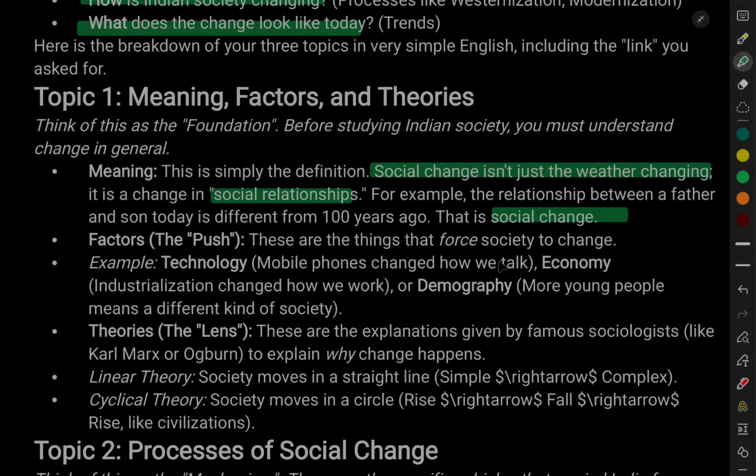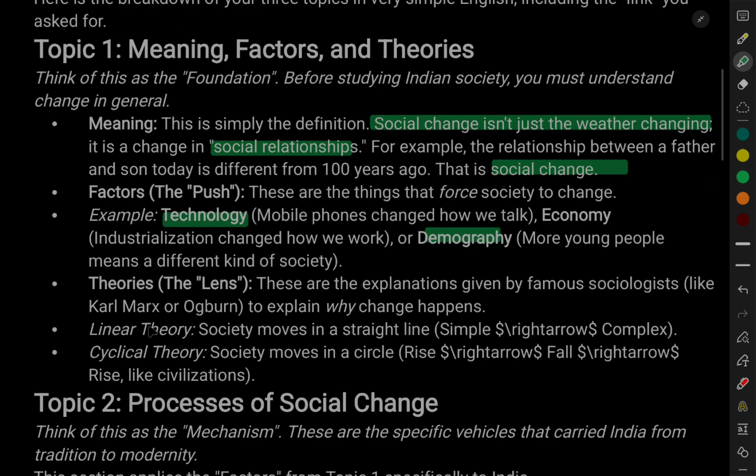Number two, factors, meaning pushes. These are the forces which change society. For example, technology, like mobile phones that change how we talk, and economy and industrialization changes. Not only this, there is also demography: more young people means a different kind of society. Then we will study theories given by famous sociologists like Karl Marx and Hobsbawm, to explain how they see society and why change happens.